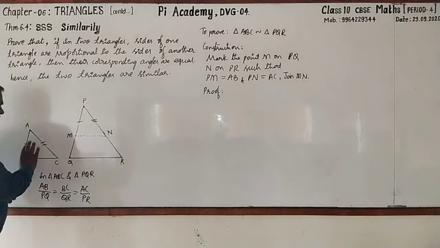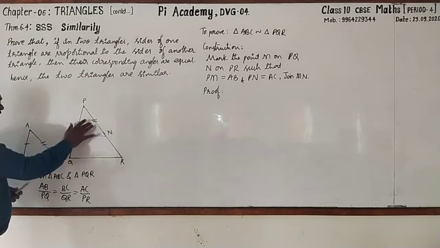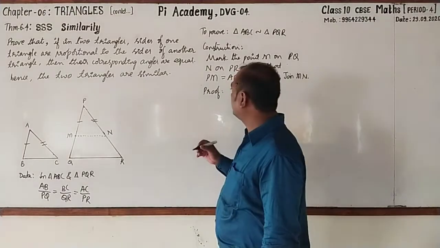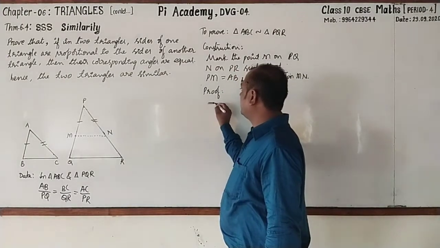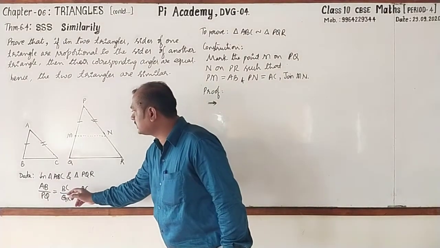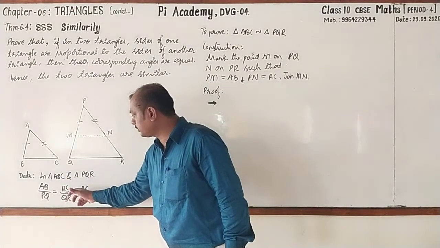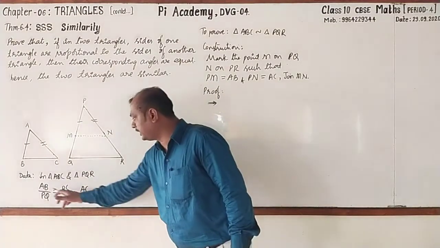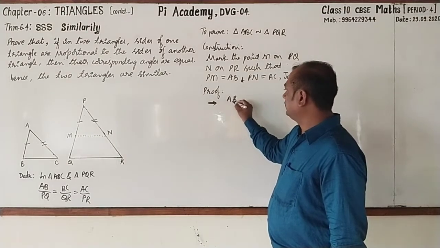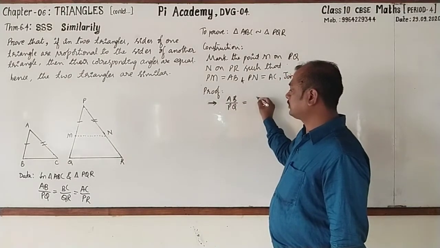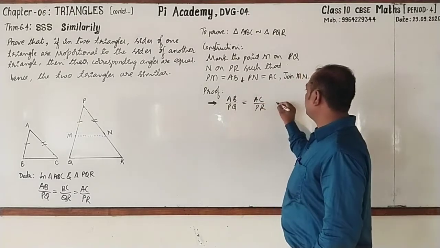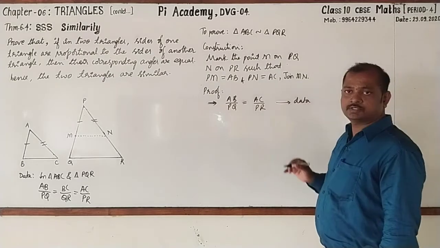Followed. Again, first we have to prove MN parallel to QR, right? How? Observe and go on writing with me. First, I use the given statement. What is that? AB by PQ equal to BC by QR is equal to AC by PR. In that, the first and last: AB by PQ is equal to AC by PR. It is from data, right?